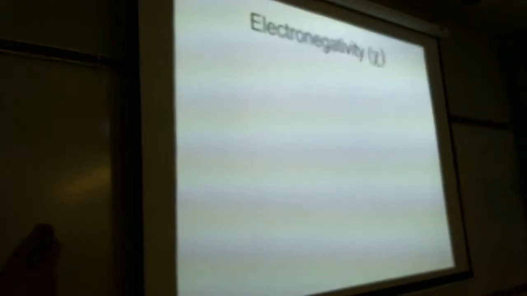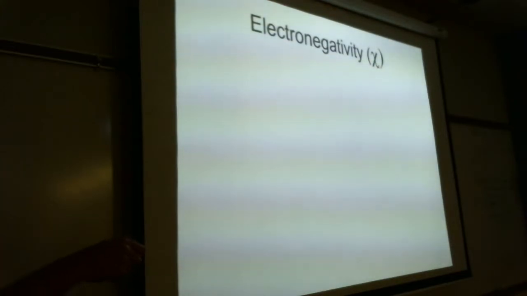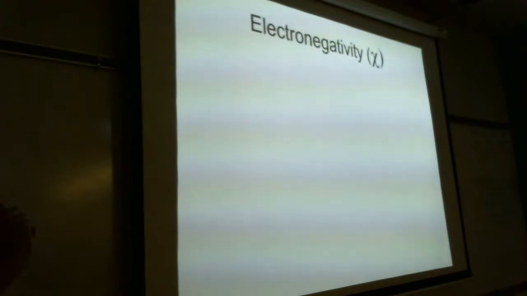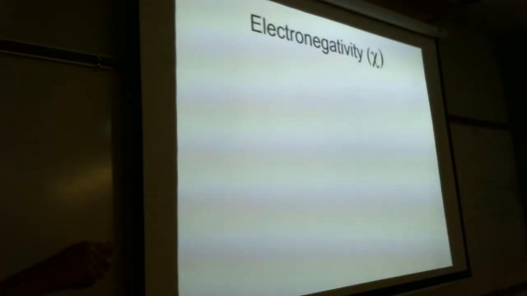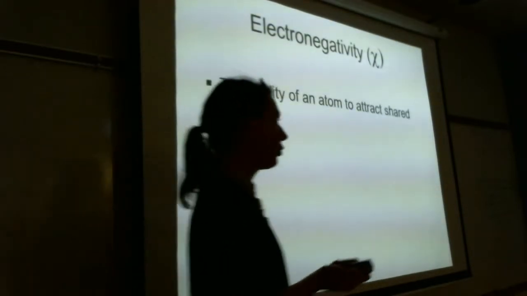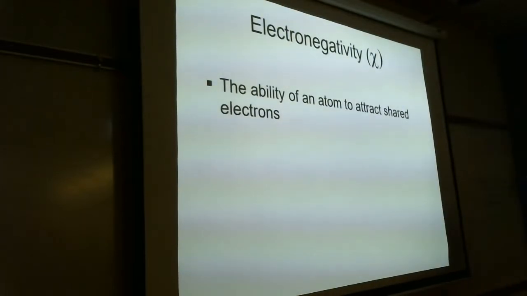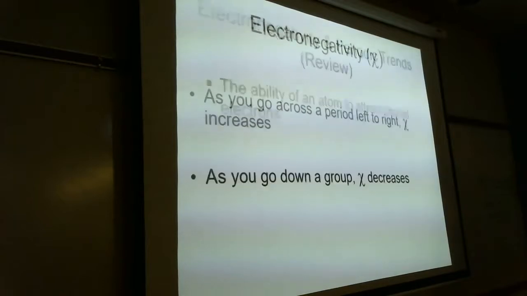All right, so we've already talked about electronegativity and what it is. We use this Greek letter chi to represent electronegativity because electronegativity is a big long word, whereas that's just one letter, nice and convenient, right? Electronegativity is a measure of how greedy your atom is, right? How good are you at sharing electrons in a covalent bond? We've already talked about this. This is something you already know because we talked about this when we did Lewis structures.